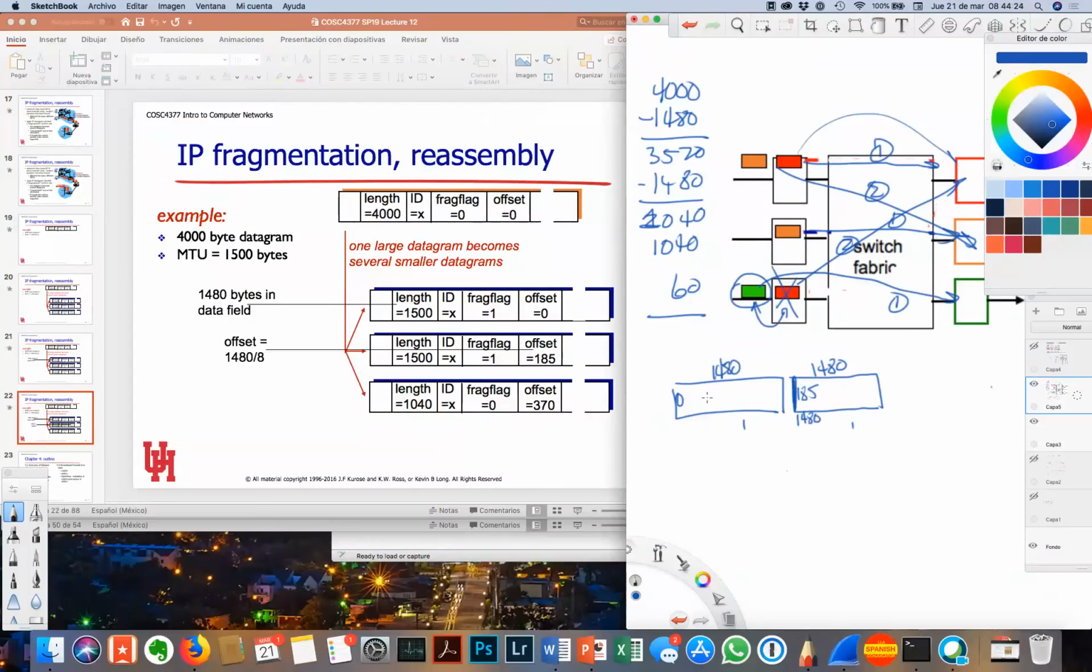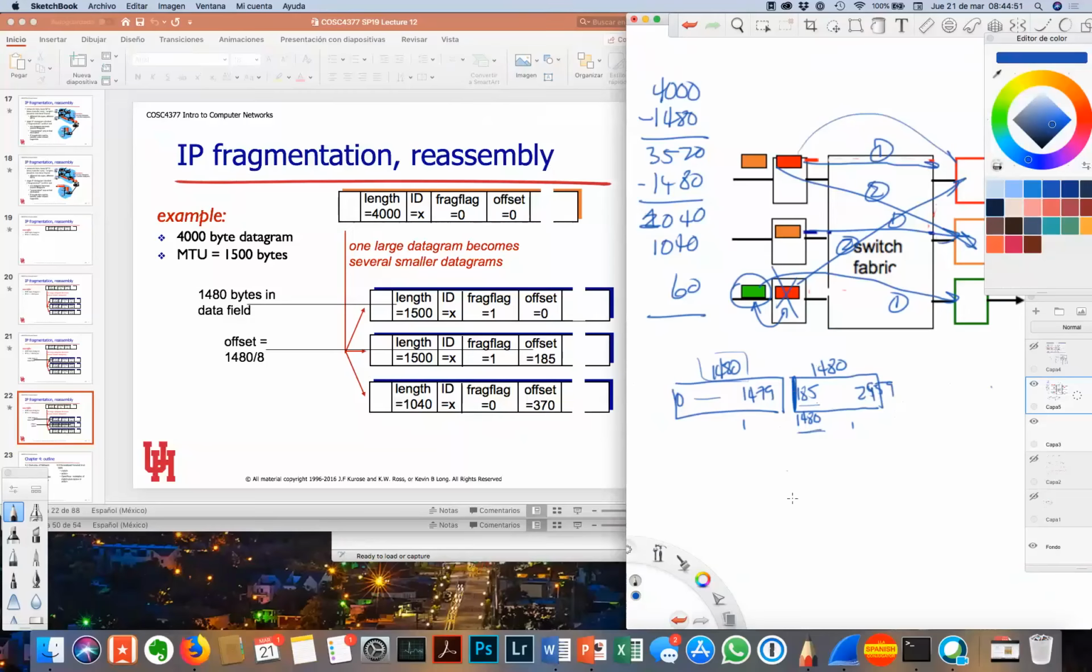So this one runs from 0 to 1479. That's 1480 bytes. And this one's going to start at offset 185, which is byte 1480, up to 2959, I think. Something like that, right? So this next one's going to be twice that. So that's how you know to put it.